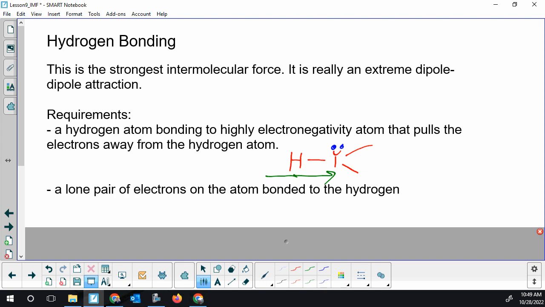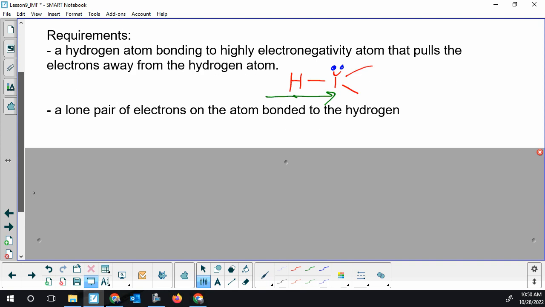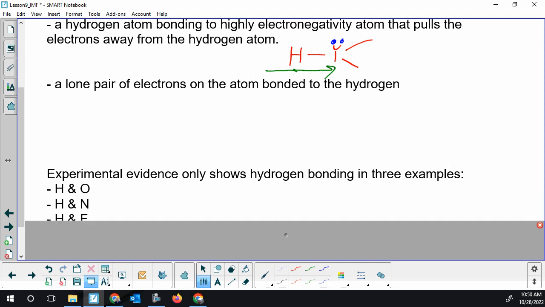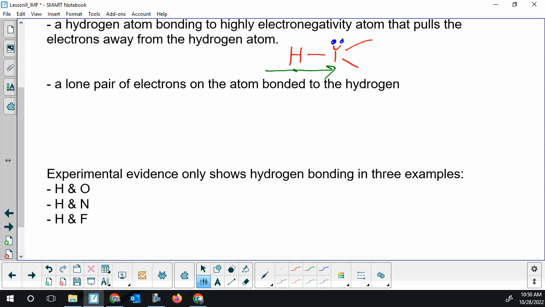So they're going to pull that electron density away from hydrogen and have an extreme positive and negative and cause the molecules to be extremely locked together, the pluses and minuses. So we got H to O as one of the possibilities, H to N, and H to F. It's just not written out in the fun order, the F, the O, and the N. Now these have to be connected, not just somewhere in the molecule.